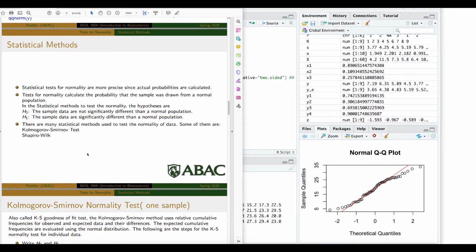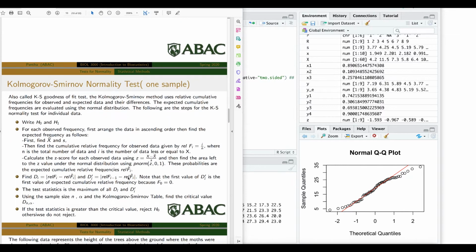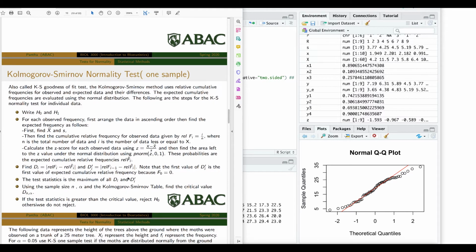So the first method for normality is the Kolmogorov-Smirnov normality test. In short, it is also called the KS goodness of fit test. This method uses relative cumulative frequencies for observed and expected data and their differences. The expected cumulative frequencies are evaluated using the normal distribution. The following are the steps for the KS normality test. If you want to do it manually, these are the steps that you do.